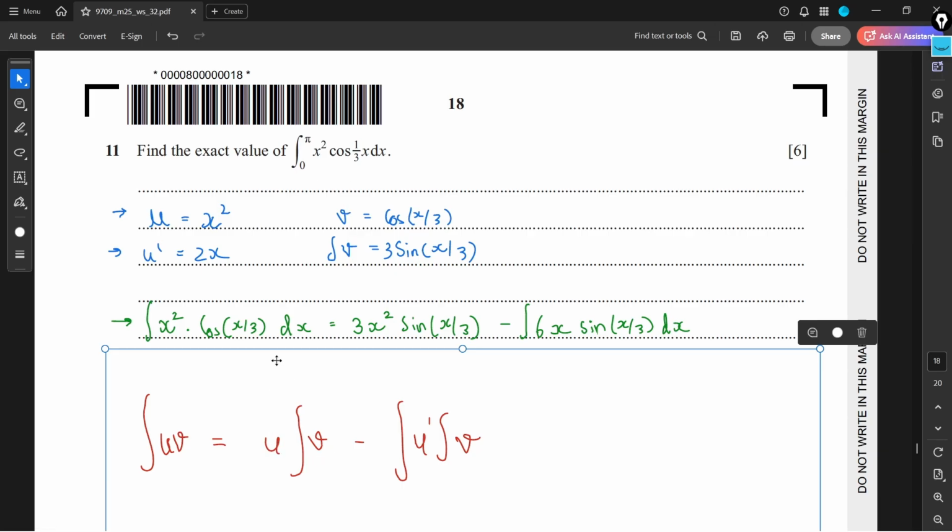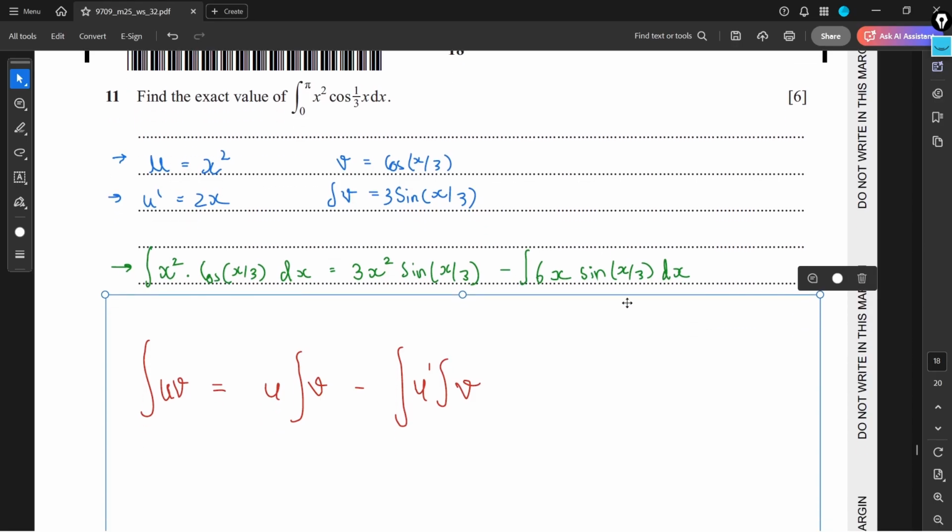And then simply implementing this formula, I'm going to have the integration of the given term equals u times integration of v. So x square into 3 times sine of x by 3 is written over here. Then minus integration of u dash into integral of v. So 2x into 3 times sine of x by 3. So that is how I got this term.